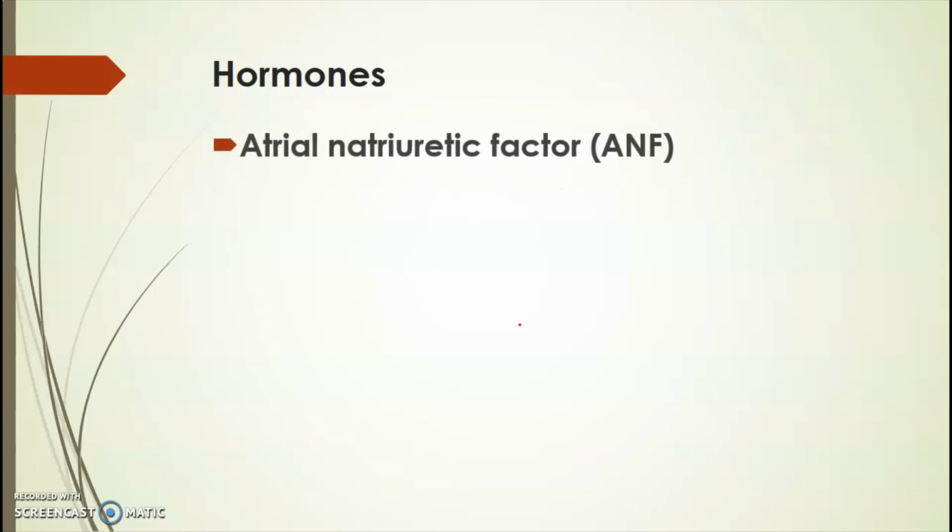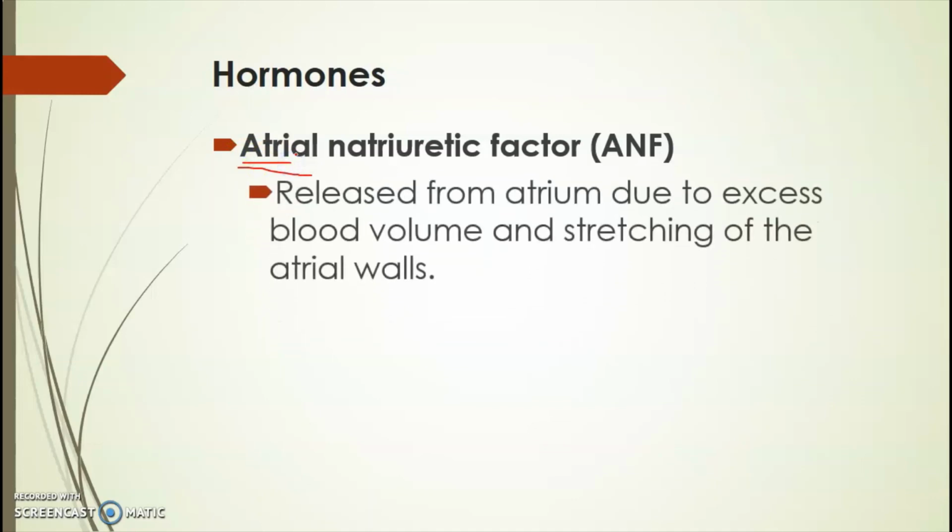And the last hormone responsible for the maintenance of homeostasis of body fluids in our body is your atrial natriuretic factor, or your ANF. From the word itself, ANF is atrial, so this is produced in the atrium of your heart. It is triggered if there is an excess blood volume. It is released when we have a lot of plasma, or there is excess blood volume, and when the atrial walls are being stretched.